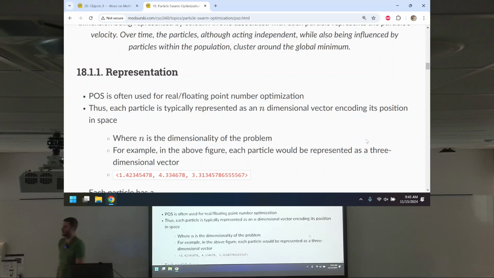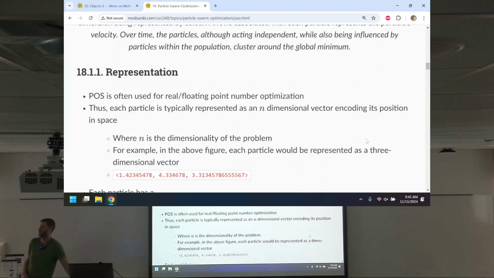Representation. PSO is typically, it's what it's designed for, to work with real numbers. So whenever you have a problem with real numbers, this is great. You want to use something like this. Each particle is typically represented by an n-dimensional vector encoding its position in that n-dimensional space. For example, in the above figure, each particle would represent a three-dimensional vector.